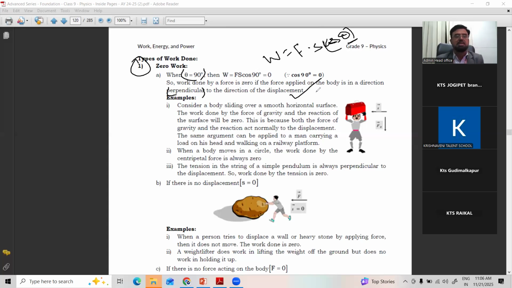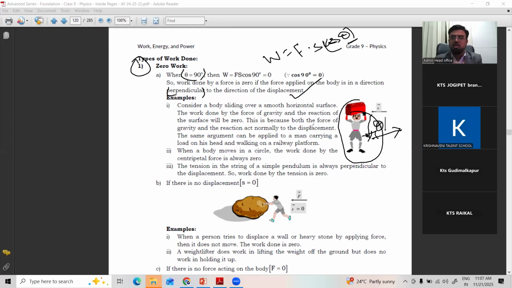For example, see here. This fellow, the railway coolie or bus stand coolie, is carrying your luggage on his head. His force is acting in the downward direction. He is moving in the horizontal direction on the platform. So 90 degrees. As per physics, this person has not done any work, because the force is acting downward and he is moving horizontally, perpendicularly or normally. The work done is 0 in that case.